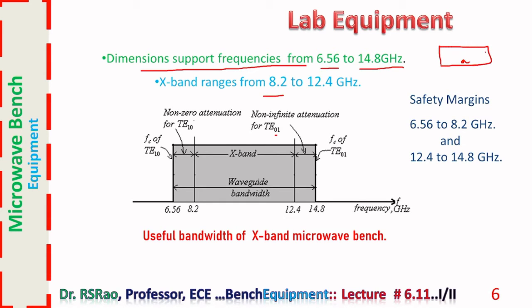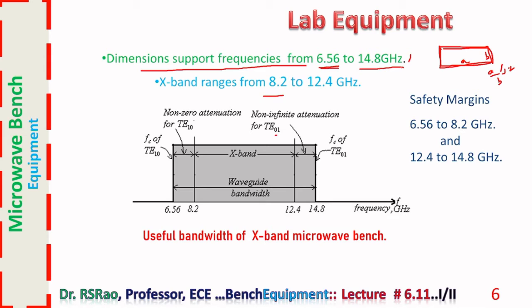This is A, this is B. Usually A by B is nearly equal to 2. The dimensions of the guide you can find with a scale. Those dimensions are given in the previous slide. From the dimensions, one can find the bandwidth. It is 6.56 to 14.8 gigahertz.